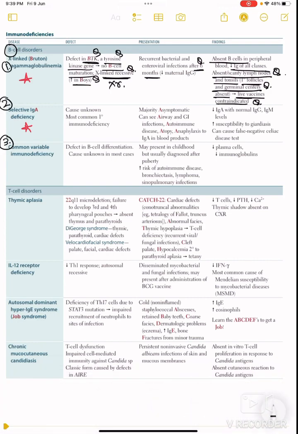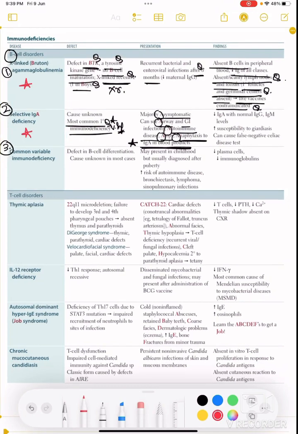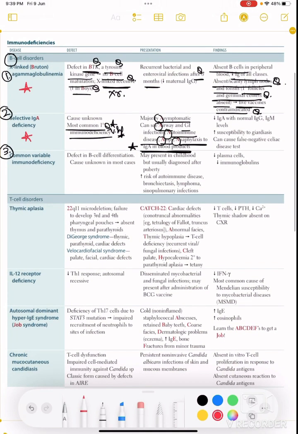Second, selective IgA deficiency. It is the most common primary immunodeficiency disorder. It is a very important question. Most common primary immunodeficiency disorder, and every presentation of it starts with A. Majority is asymptomatic, causes airway and GI infections. Autoimmune disease; it will cause autoimmune disease, and it can cause atopy and anaphylaxis to IgA containing blood products. Extremely important point: it causes anaphylaxis to IgA containing blood products.